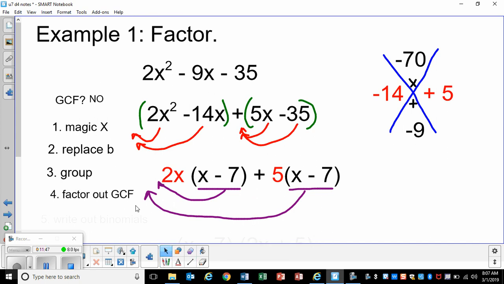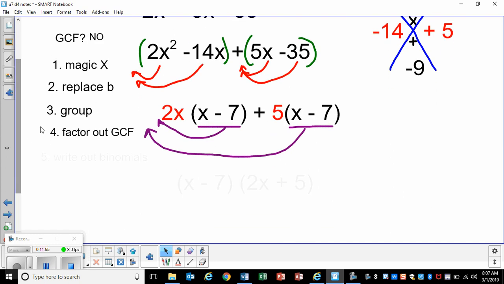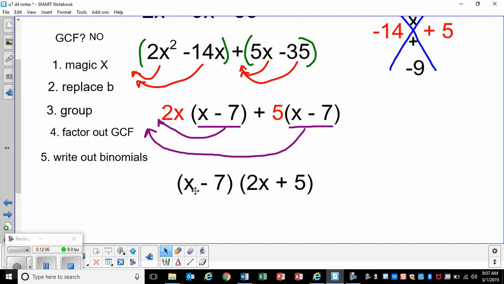So we factor the GCFs here. And now that we have another GCF, they have that binomial in common. I'm going to factor that out as well. If I take this x minus 7 and put it in the front, the only thing left here would be the 2x. And the only thing left here would be the 5. So now I can just write out my binomials. The x minus 7 is what I pulled out, and this was what was left over when I took it away. So these are my 2 binomials that I got by factoring, and these are what got multiplied together to create that trinomial at the beginning. The 2x squared minus 9x minus 35. Okay?